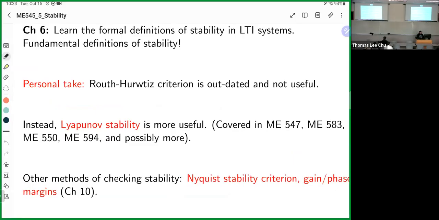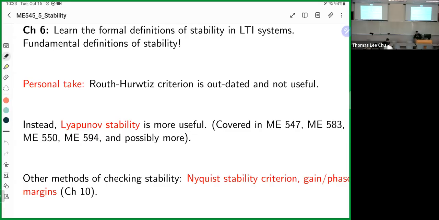And the biggest thing that you have to take away with the stability in this class, until chapter 10, is that if your eigenvalues are negative, your system's stable. If you have a pair of imaginary eigenvalues, you have a marginally stable system, and if you have one positive pole or more, then you have an unstable system.